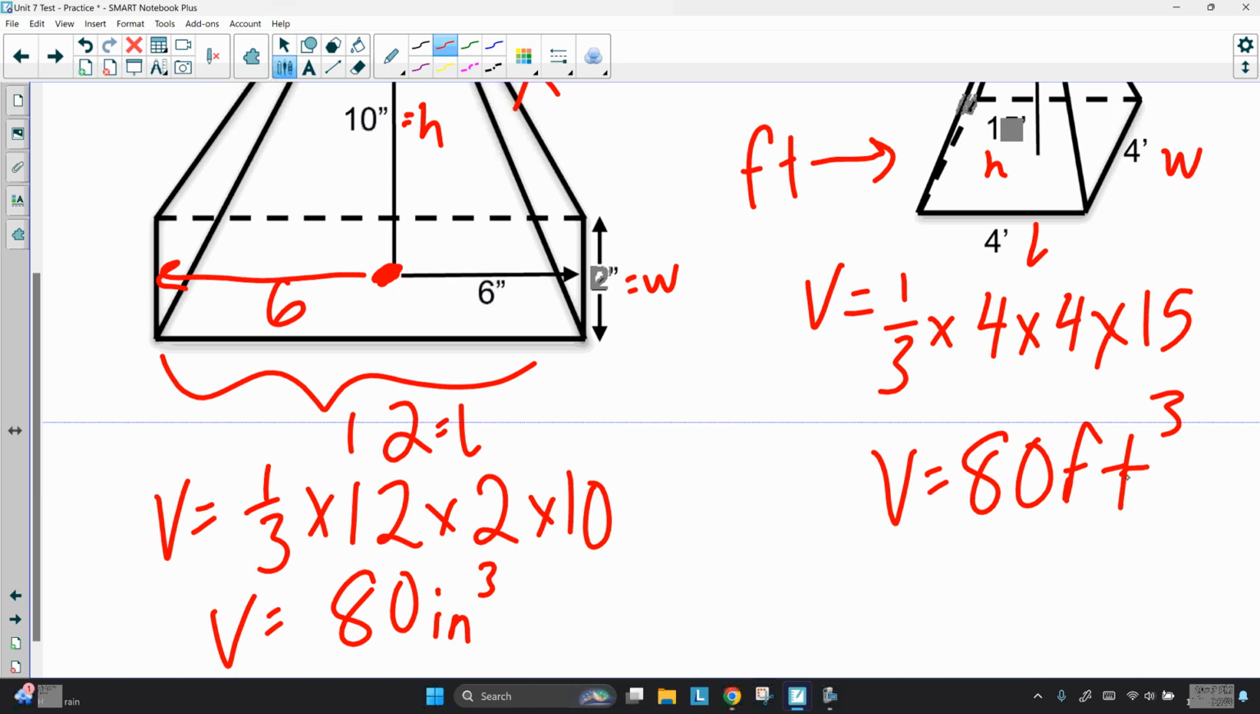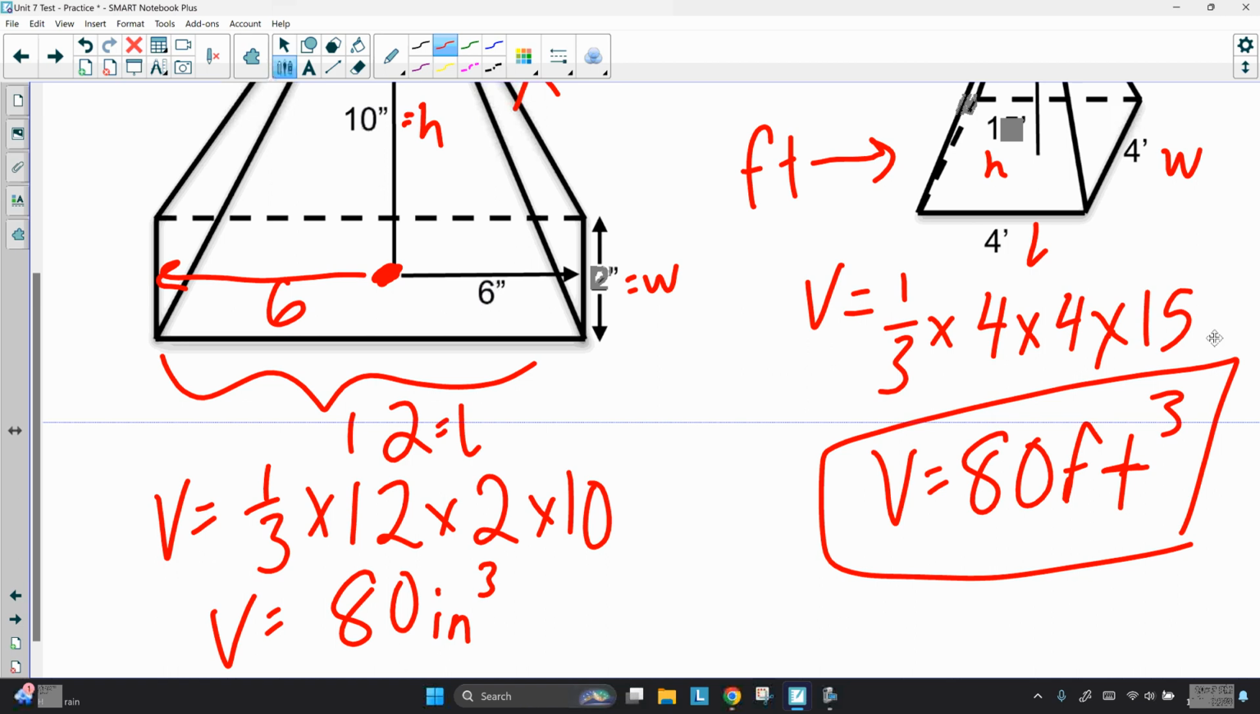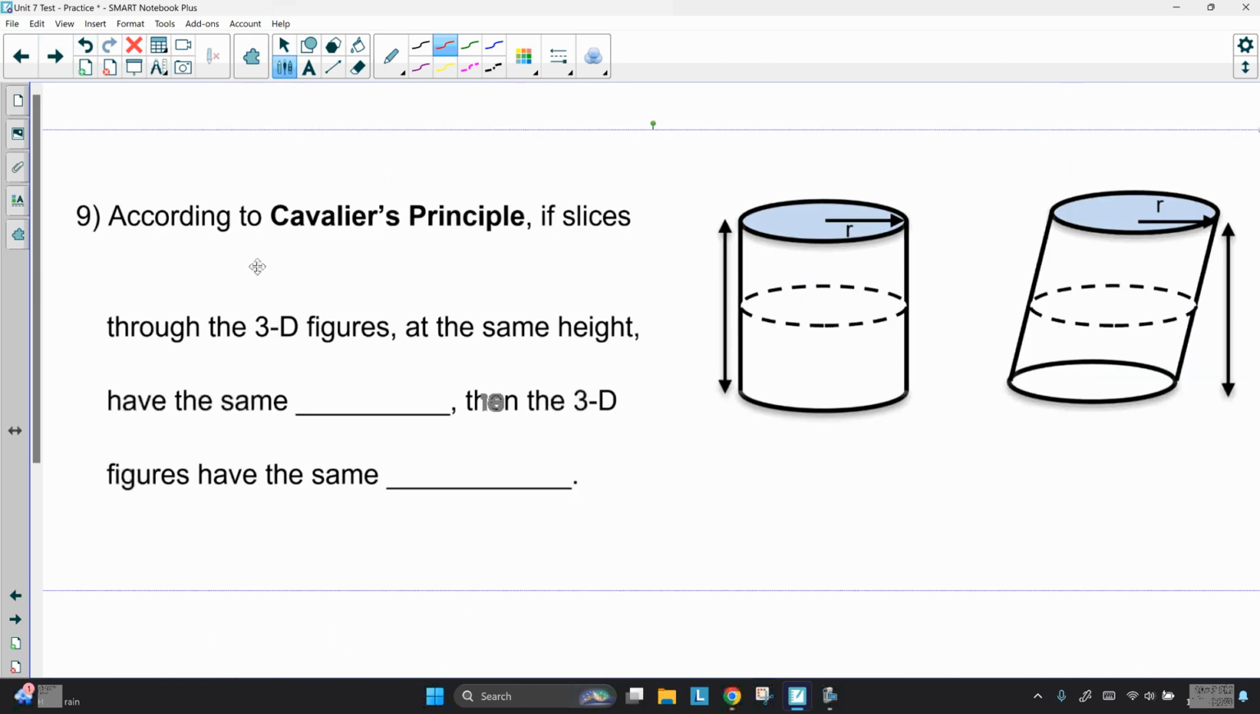Alright, pause the video as you see fit, but if not, let's keep continuing. Cavalieri's principle. According to Cavalieri's principle, if slices through 3D figures at the same height have the same... what was that? That's right, area. Or cross-sectional area, if you want to be precise. Then the 3D figures have the same volume.